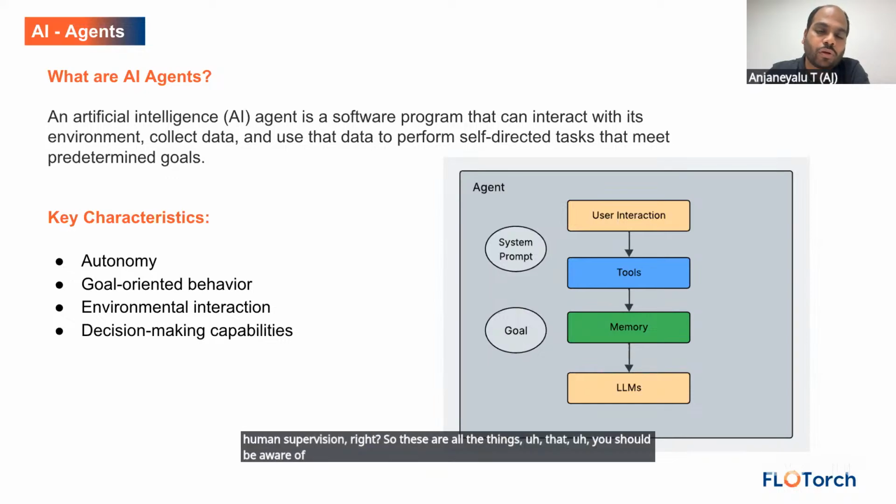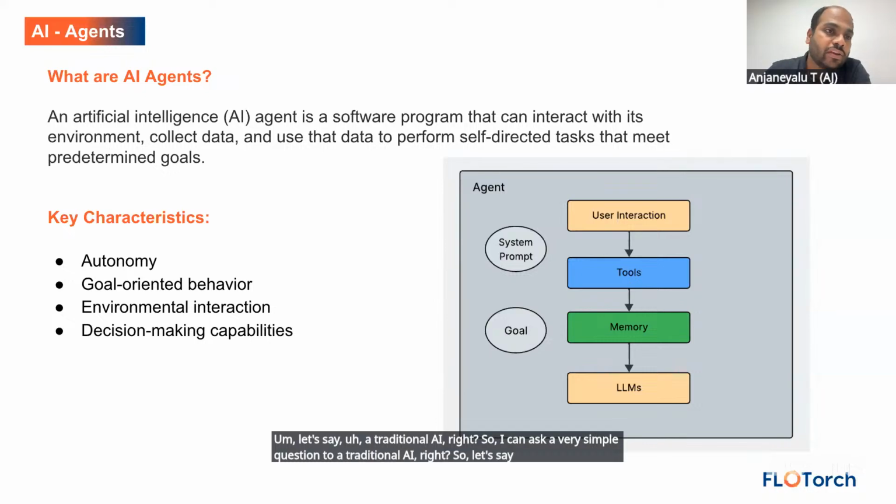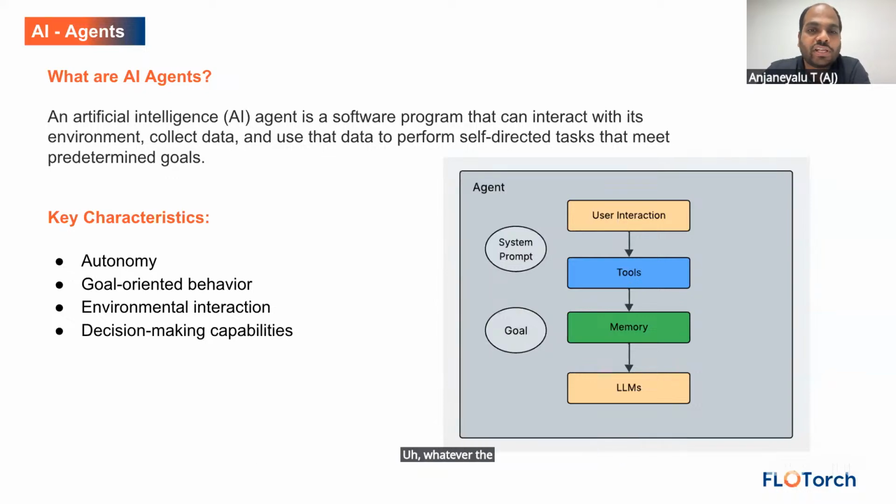When we talk about an agent, an example being a traditional AI, I can ask a very simple question to a traditional AI. Let's say, what's the weather in California, or maybe what's the weather in San Francisco. It simply gives whatever the temperature is, and whether it's sunny or cloudy or things like that.